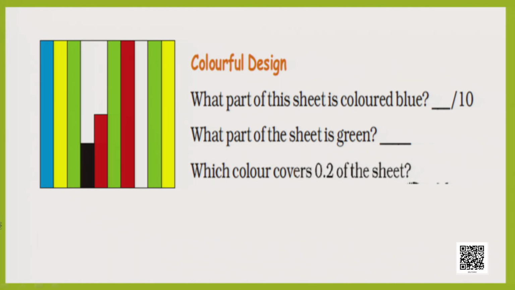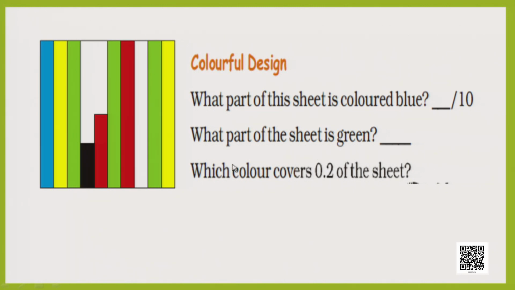You can see here this is the only color which colors 2 whole strips: yellow. This is one vertical strip. This is the second vertical strip, isn't it? Why is the red not? Just now I explained to you, though in two places it is colored, it is not wholly colored. That is why we cannot take it as one whole. Okay, so the color which covers 0.2 of the sheet is yellow.